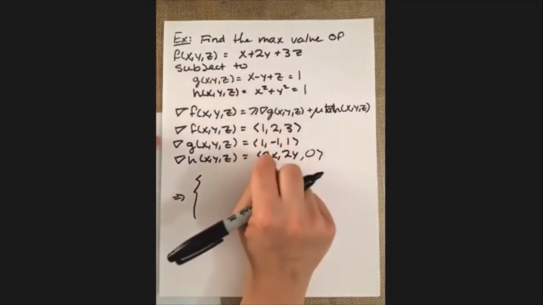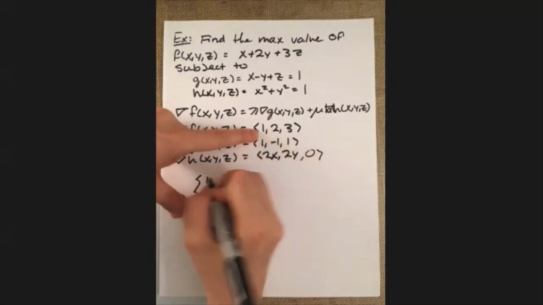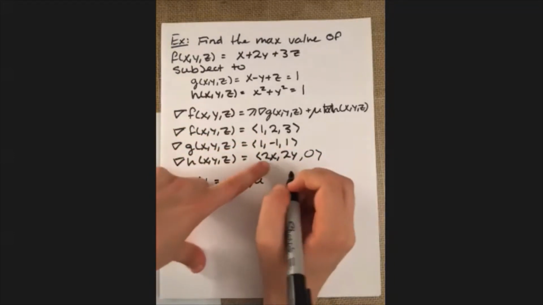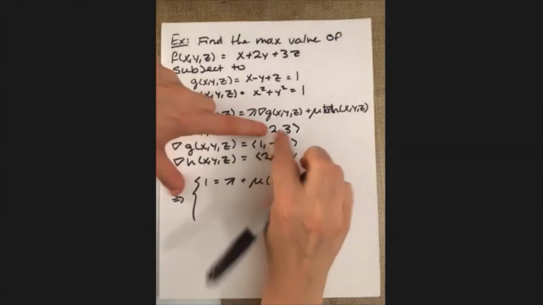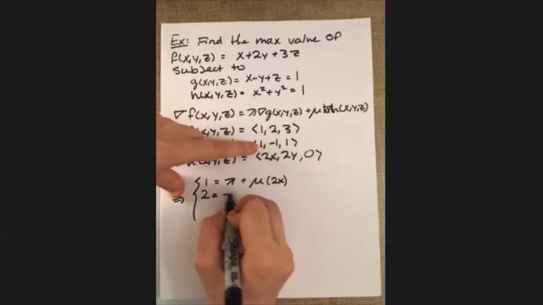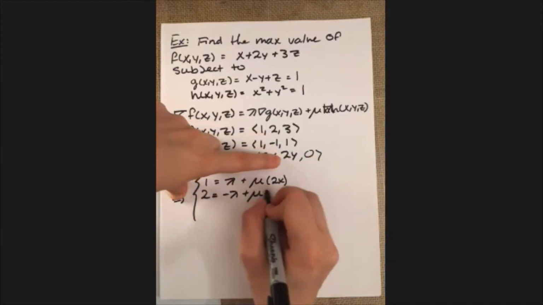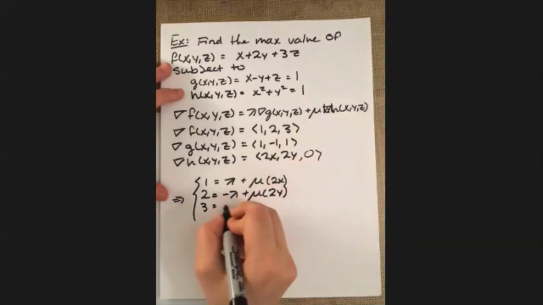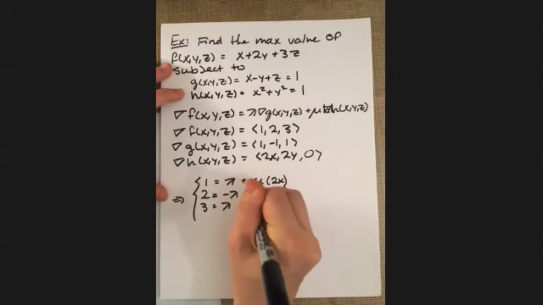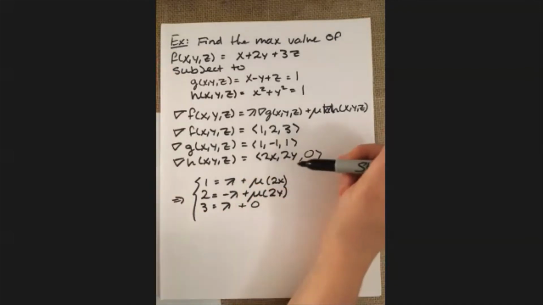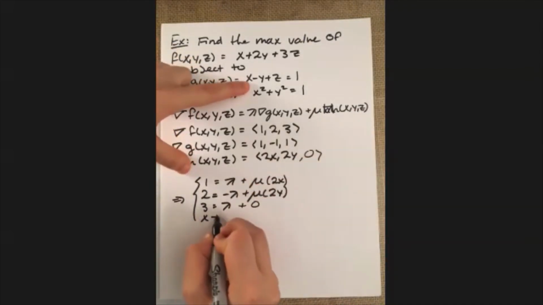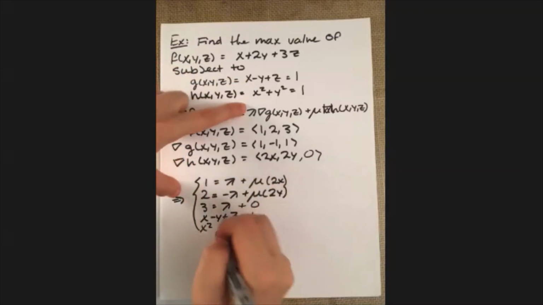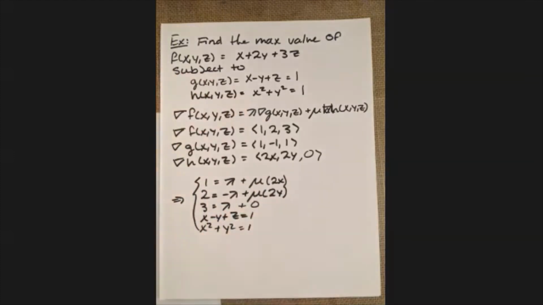We have 1 is equal to lambda times 1 plus mu times 2x. And then 2 is equal to negative lambda now plus mu times 2y. And then finally, we have 3 is equal to lambda, plus 0. That is quite convenient. And then our last 2 equations are going to come from our constraints. X minus y plus z is equal to 1. And x squared plus y squared equal to 1 there as well.